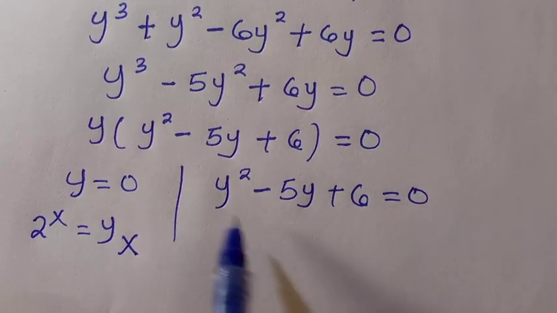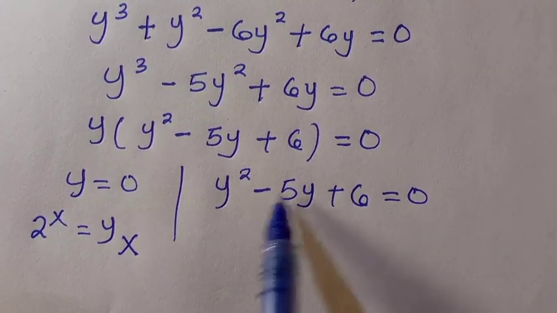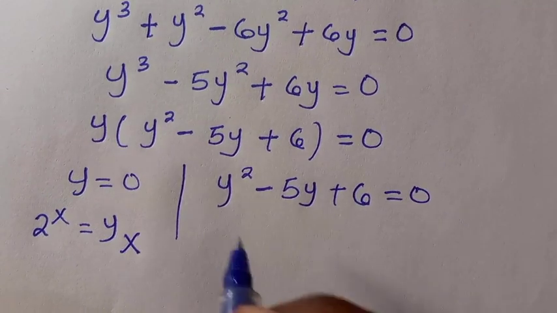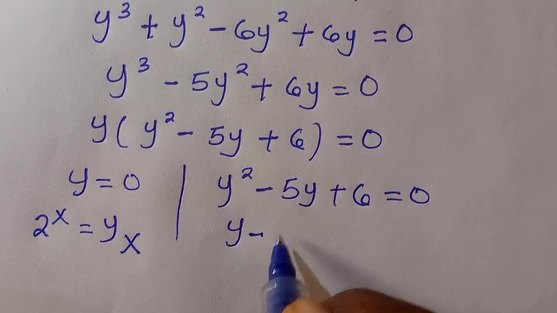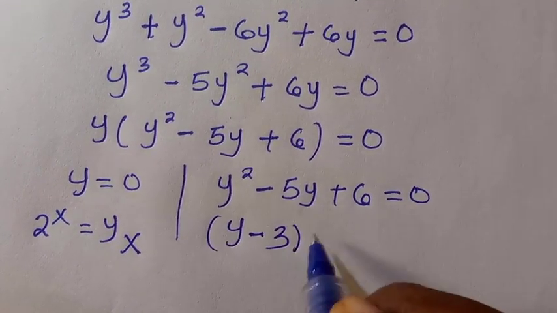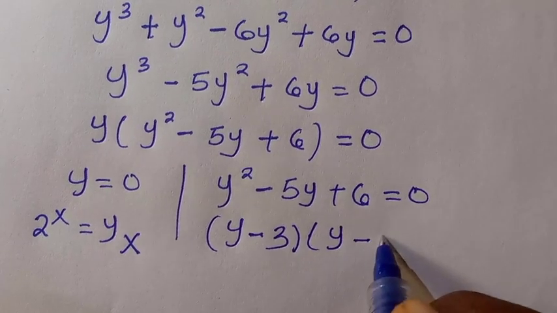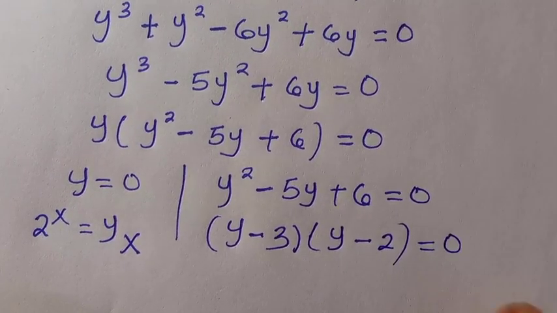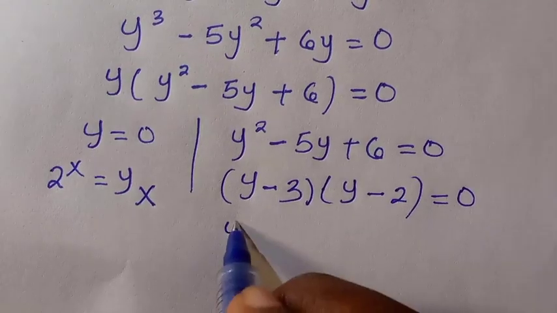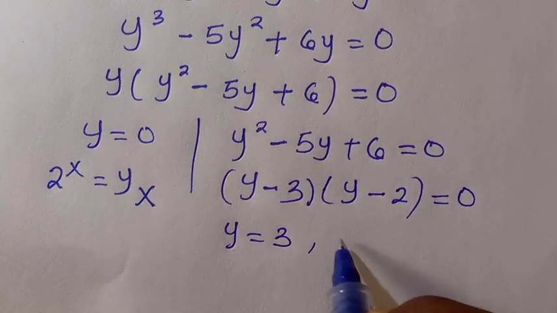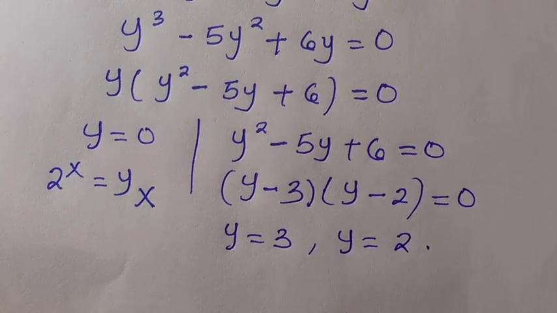And when we factor this, here is minus 5, here is 6, so the whole of this is (y minus 3) bracket open bracket (y minus 2) equals 0. Therefore we have y equals 3 or y equals 2.